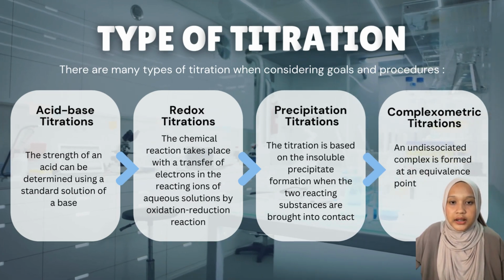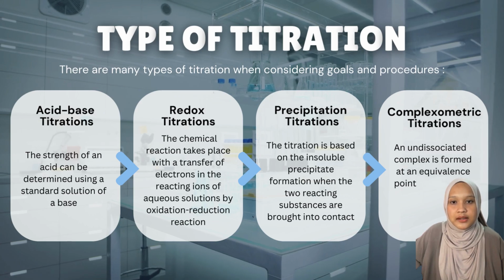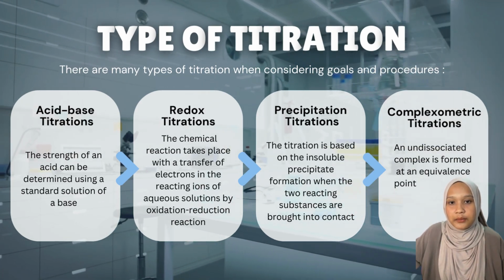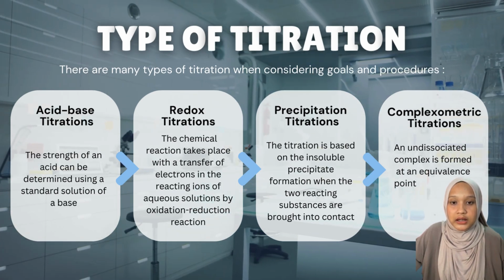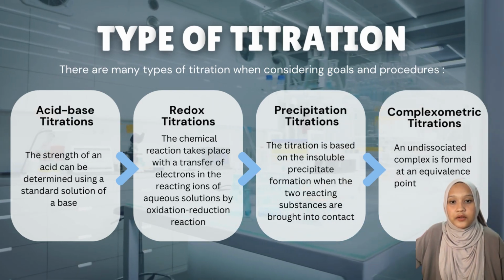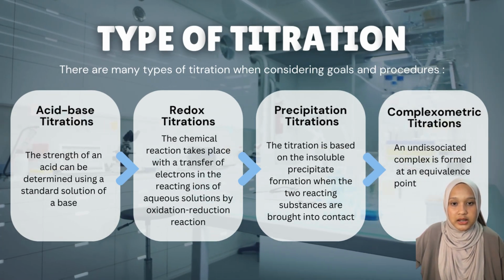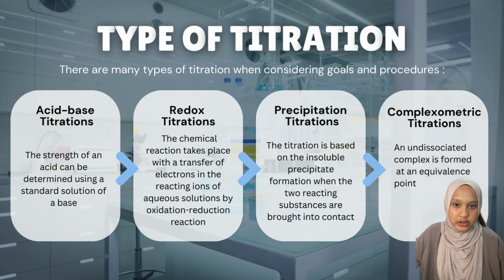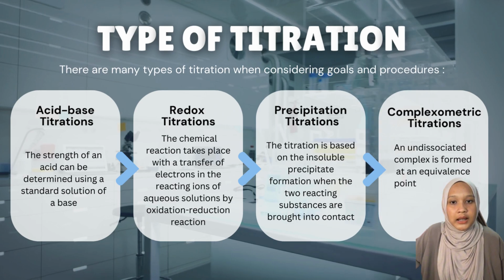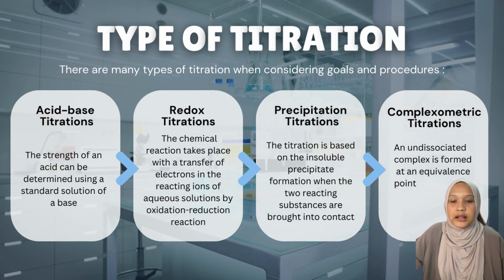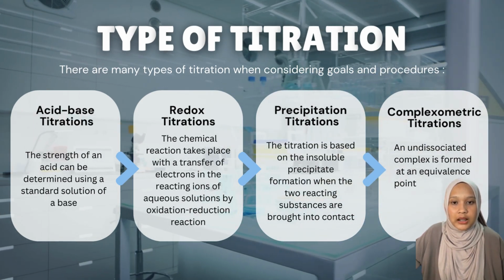Types of titration. There are many types of titration when considering goals and procedures. Firstly, acid-base titrations. The strength of an acid can be determined using a standard solution of base. Secondly, redox titrations. The chemical reaction takes place with a transfer of electrons in the reacting ions of aqueous solutions by an oxidation-reduction reaction. Thirdly, precipitation titrations. The titration is based on the insoluble precipitate formation when the two reacting substances are brought into contact. Lastly, complexometric titrations. An undissociated complex is formed at the equivalence point.